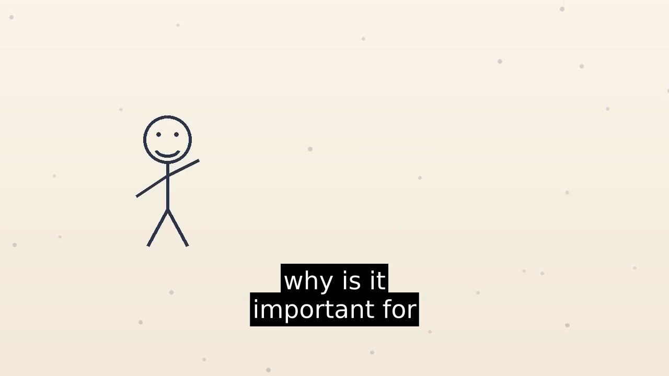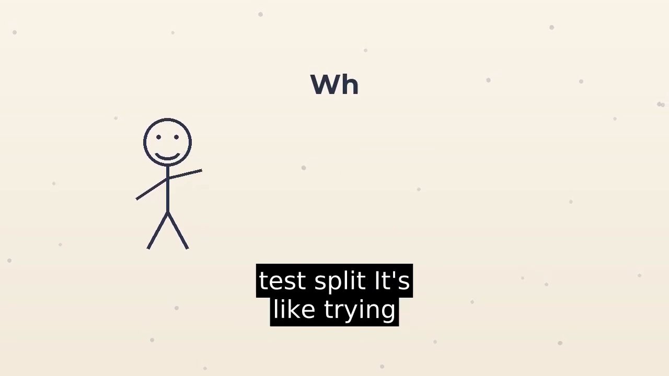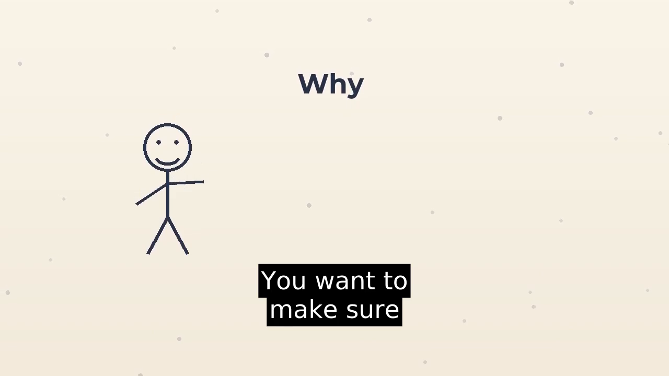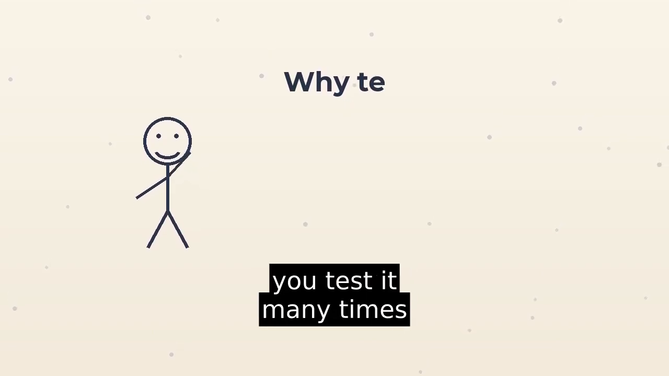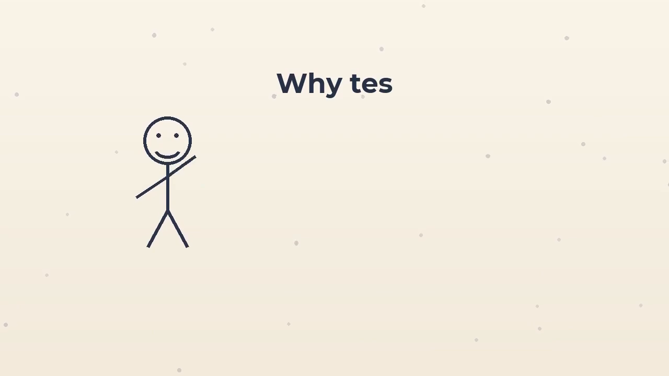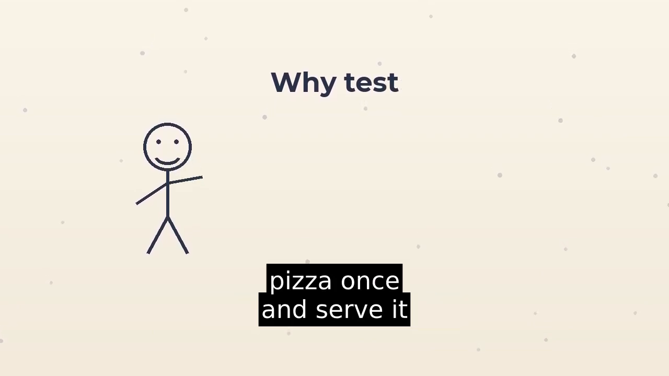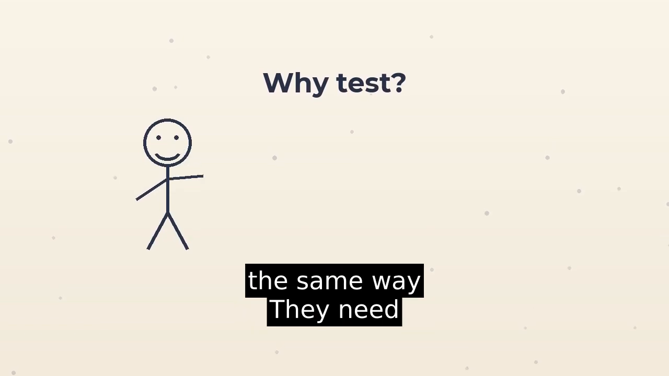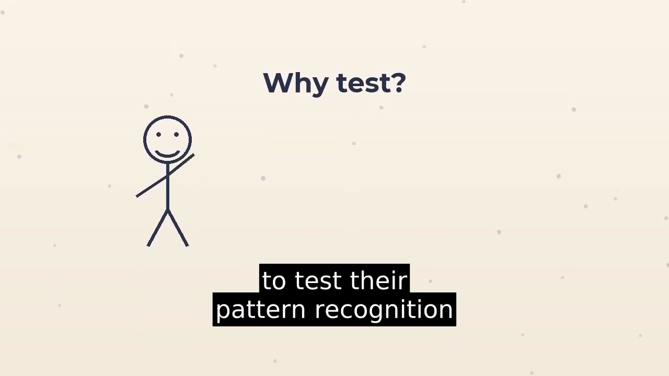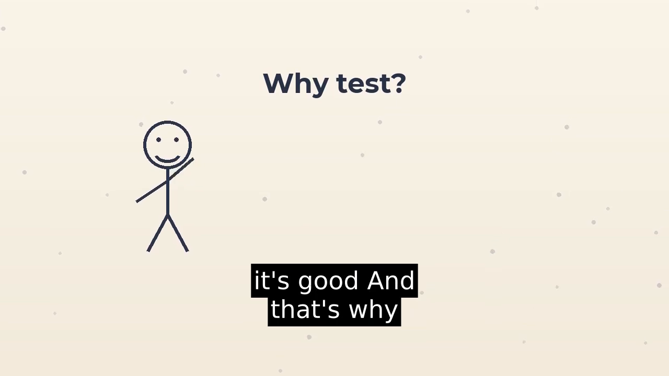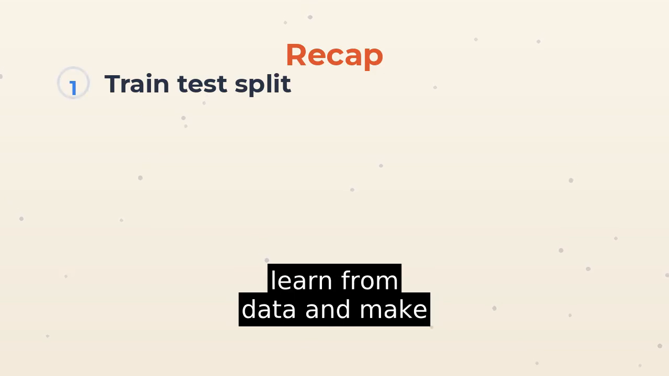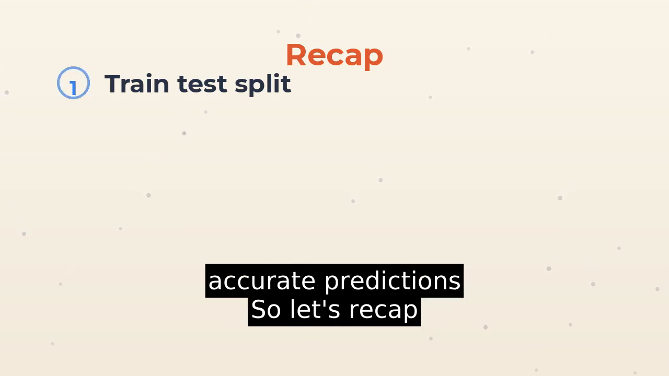So, why is it important for computers to use a train test split? It's like trying to make the perfect pizza. You want to make sure your recipe is good, so you test it many times. If you just make the pizza once and serve it, you might not know if it's any good. Computers are the same way. They need to test their pattern recognition many times to make sure it's good. And that's why a train test split is so important. It helps computers learn from data and make accurate predictions.